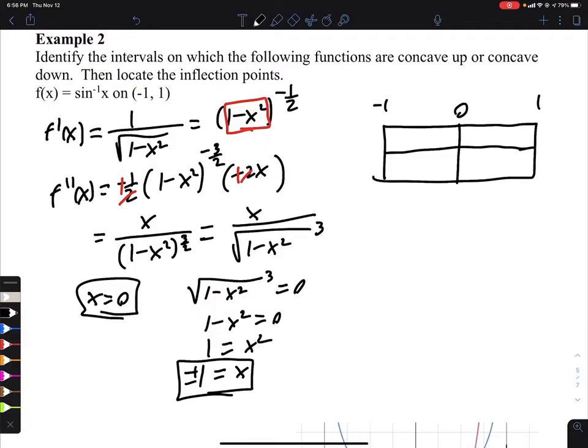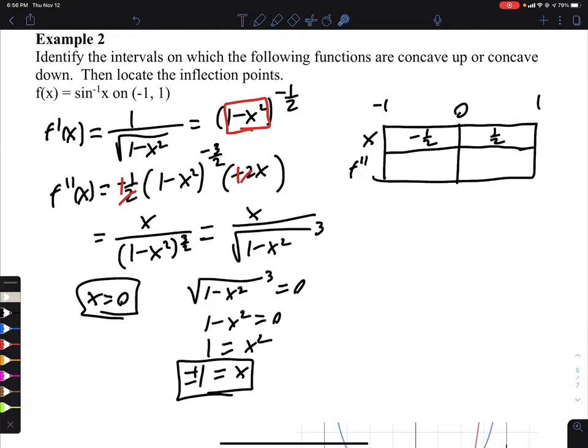Since we're doing this, we'll just do negative 1/2 and 1/2. And we want to know what the second derivative is in those regions. So between these 2 points, it will always be concave up or concave down, because it can only change signs at these points. Okay? So let's go ahead and plug this in.